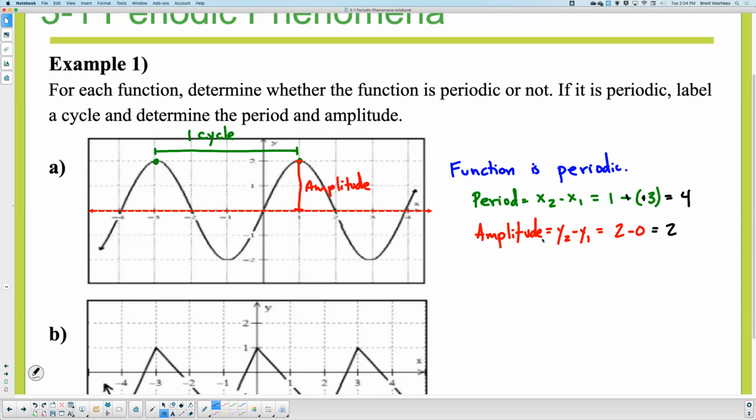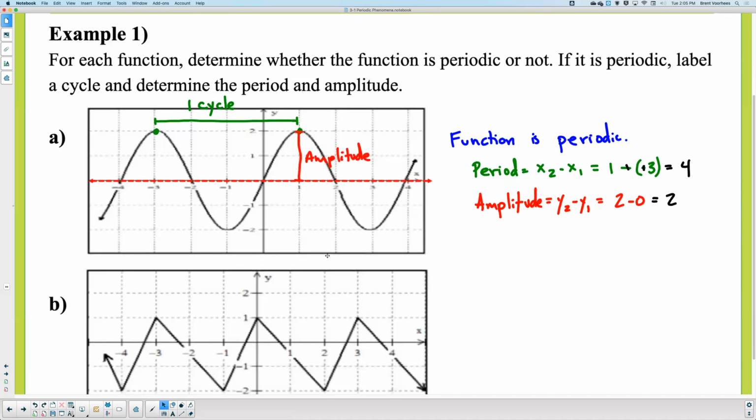Yes, good question. The question was, is it always going to be positive? Because a period represents a distance and the amplitude also represents a distance, distance is always positive. So even if you wanted to measure the amplitude from here to here, you'd still say the answer is positive 2. So it'd be 0 minus -2. And so you turn it to positive like that. Good question. All right, let's try another.